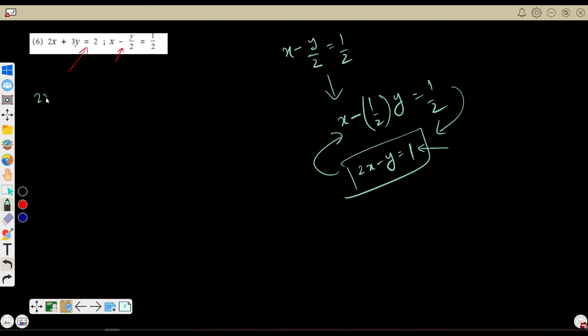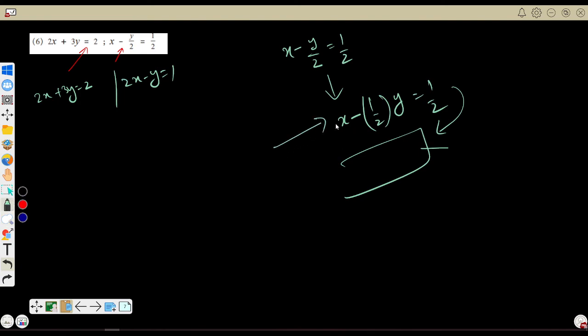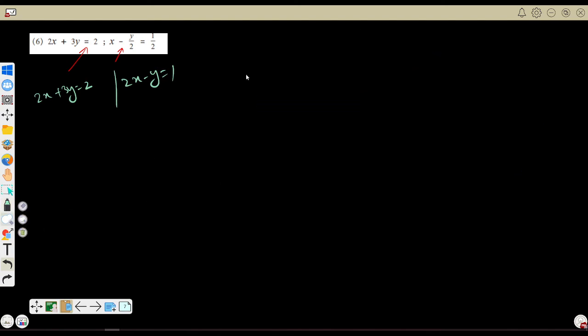So again, I will write the equations. First is 2x plus 3y is equal to 2, and the second equation is 2x minus y is equal to 1. I hope there is no doubt with this. I would suggest that when you practice this exercise, go with the first equation. You can also try solving this question using the equation in this format, and let me know in the comment section if the answer is the same.